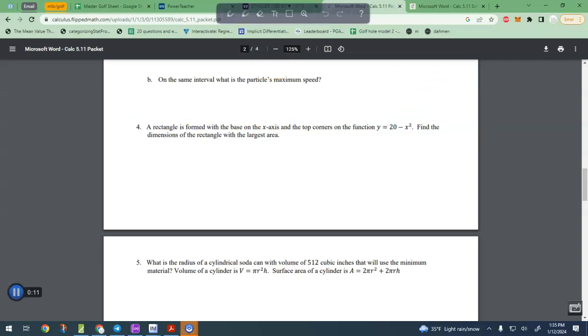So starting off, you gotta know what 20 minus x squared looks like. Not specifically, but generally. If you remember, y equals x squared is just a parabola, right? Well, what is the negative? Forget the 20. What is the negative of the parabola? It flips it over. And then the 20 moves it up 20 spots. So it's something like that. So this is y equals 20 minus x squared. The rectangle is formed with the base on the x-axis and the top corners on the function.